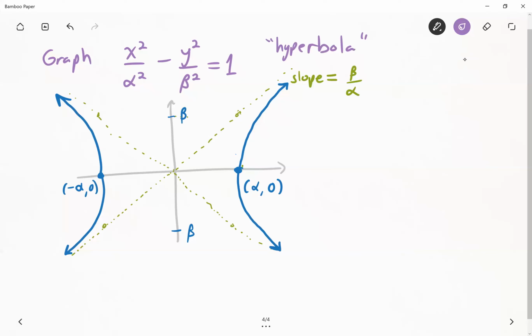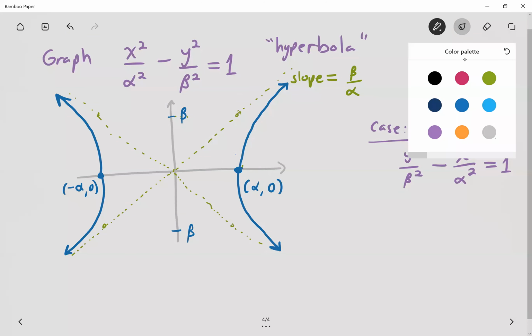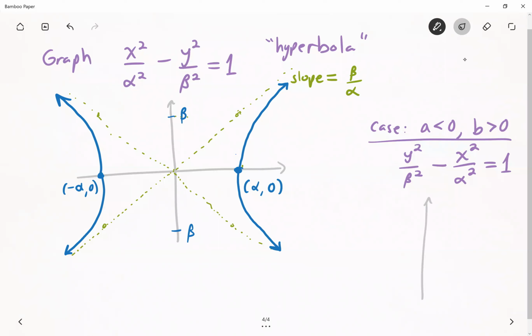And similarly, there's another case where you have, in this case, alpha less than 0 and beta greater than 0. In this case, you're able to rewrite the original quadratic function as y squared over beta squared. This time the a is negative, so minus x squared over alpha squared is equal to 1. In this case, you can draw the function using the same logic, just reversing the roles of x and y.